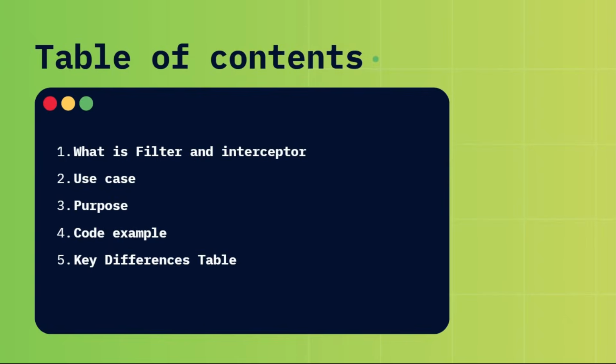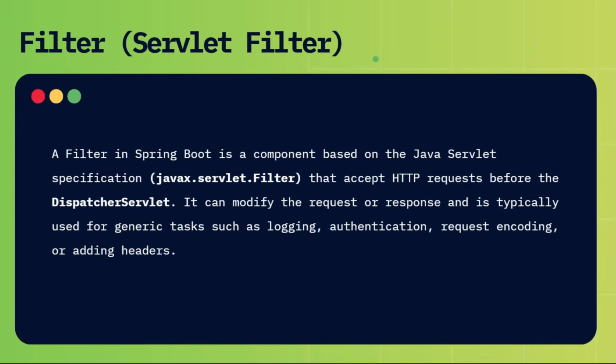Let's get started. So, what exactly is a filter in Spring Boot? A filter is a component based on the Java Servlet specification, specifically the javax.servlet.Filter interface. It works by intercepting incoming HTTP requests before they reach the dispatcher servlet. Filters can modify both the request and the response, making them perfect for tasks like logging, authentication, setting request encoding, or adding custom headers. In short, filters act as a gatekeeper at the very beginning of the request lifecycle.